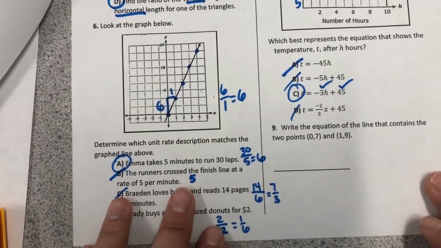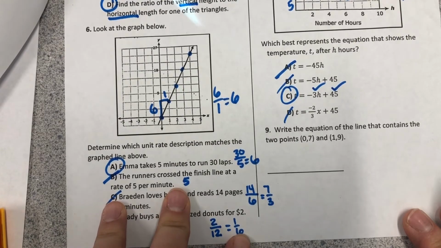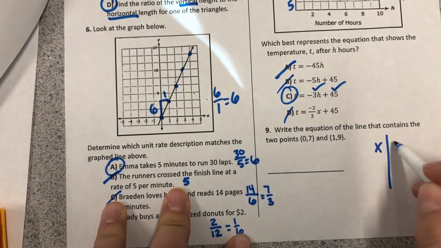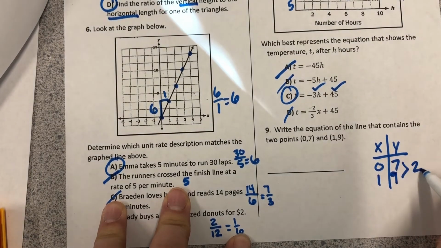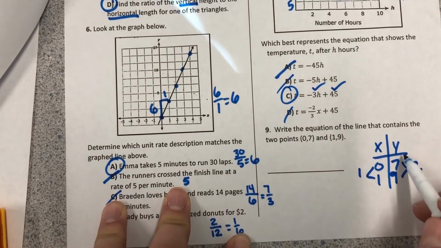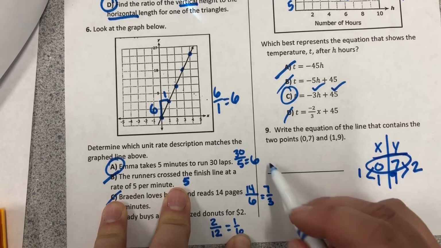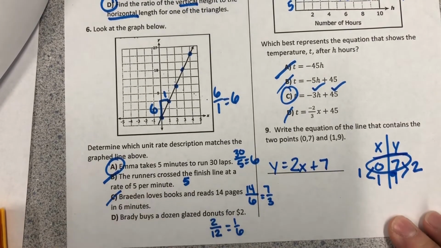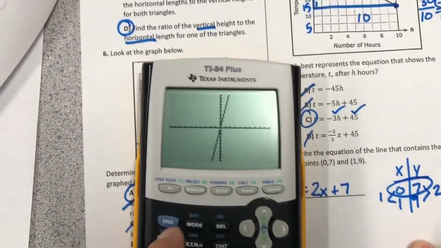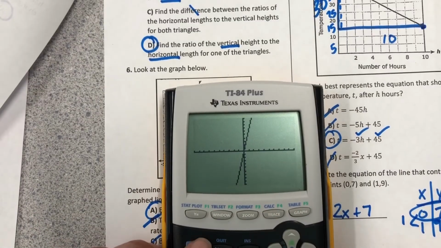Last one, write the equation of the line that passes through these 2 points. So you could make a table, 0, 7, 1, 9. Change in y is 2, change in x is 1, and the y-intercept is right there. So y equals 2x plus 7. Or let's say you wanted to use your calculator hack. You could do that too.